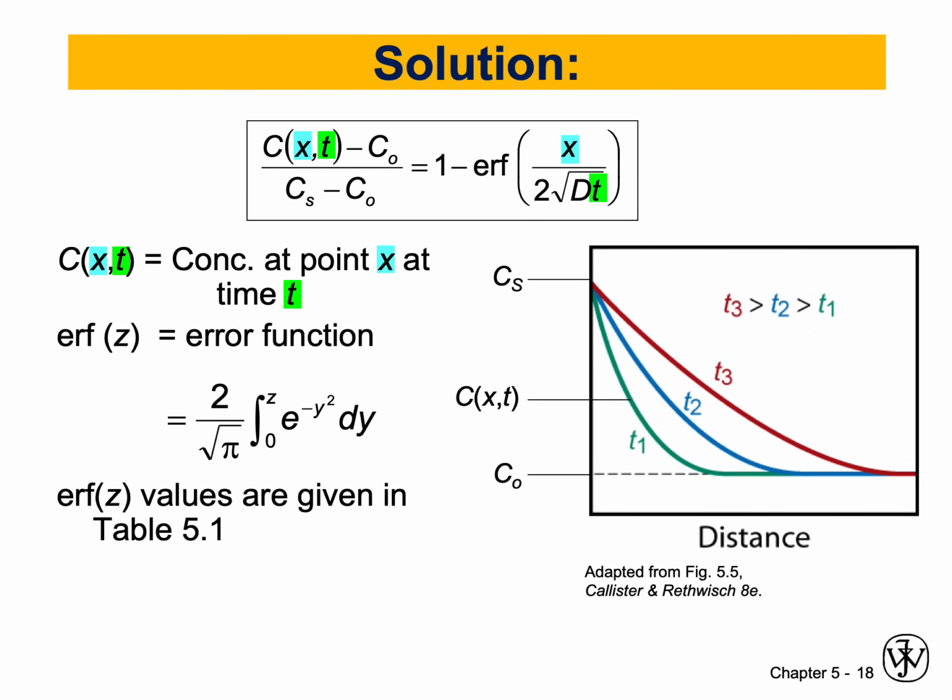I'm not going to get into the derivation, but the formula that can describe this phenomenon is something called the error function. And you can find values of this error function in Table 5.1 in the textbook. But we just need to know that this is how the concentration with respect to position and time will look as a mathematical formula, from the empirical data that we have collected using experiments.